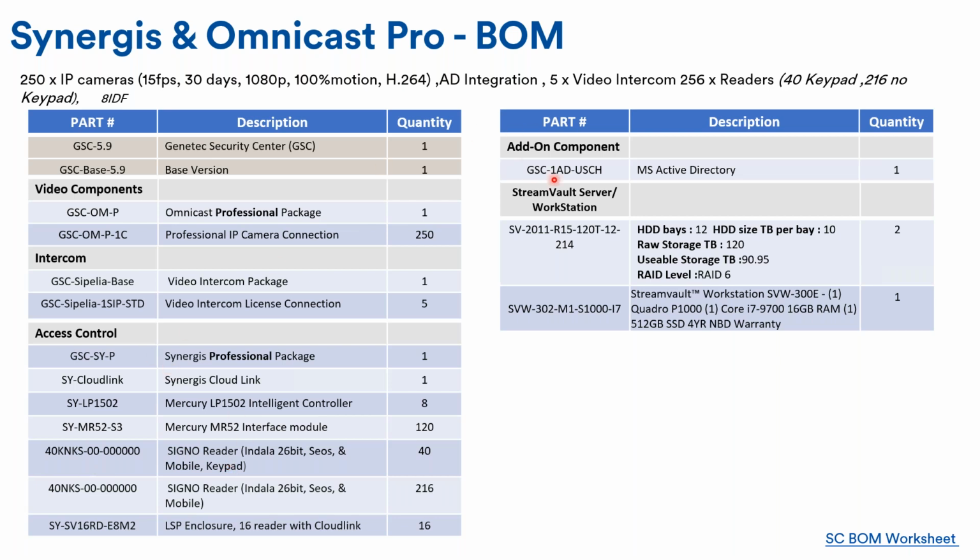We would also need to quote an add-on component if we were using Active Directory. So we would need to have one quantity of the Active Directory license to be able to support Active Directory functions to go with it. And as I mentioned before, this would be the StreamVault server, the SV211 series StreamVault server, to be able to act as an archiver and directory as well.